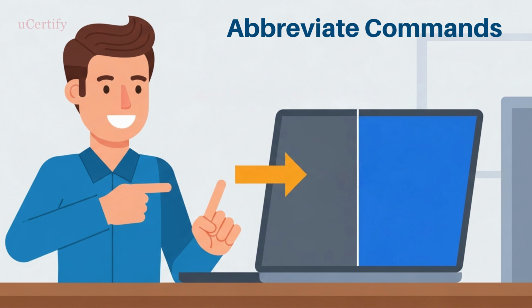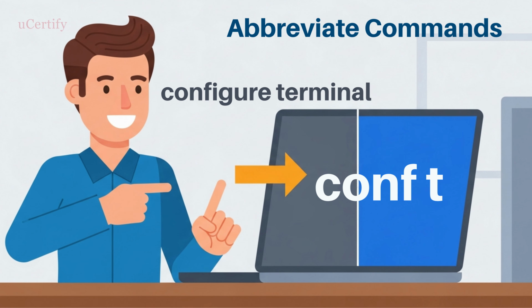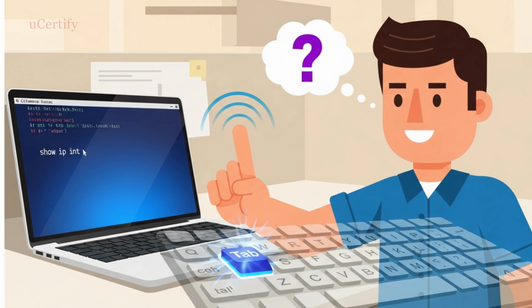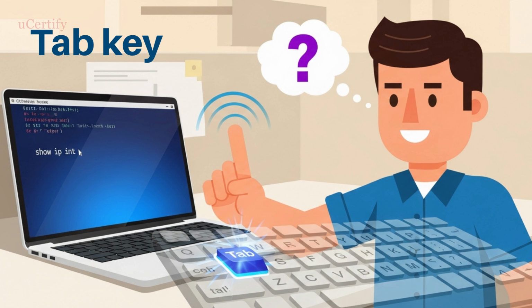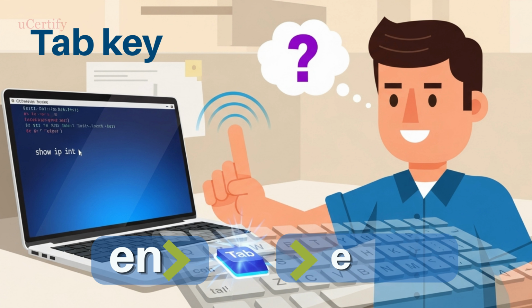Using command abbreviations like conft instead of configure terminal speeds up your workflow and saves valuable time during configuration. The Tab key is your best friend in the CLI. Start typing a command, then press Tab, and the CLI will attempt to autocomplete the command for you. This not only saves keystrokes, but also helps prevent typos.